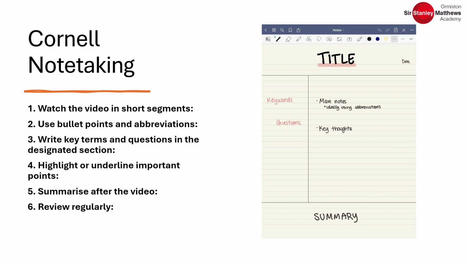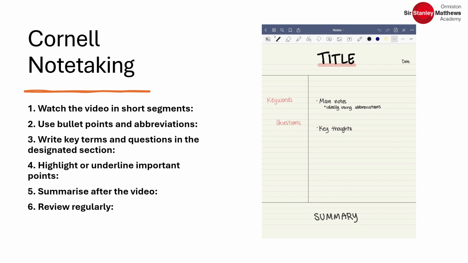Write key terms and questions in the designated section. So you'll see on the left-hand side, this is where you can jot down any keywords or questions related to the information that you've taken in the note-taking section. This will help you review and engage with the material later on. Then you can highlight or underline any important points. If certain concepts are emphasized in the video, highlight or underline them to make sure they stand out for when you go back and review the notes you've taken.